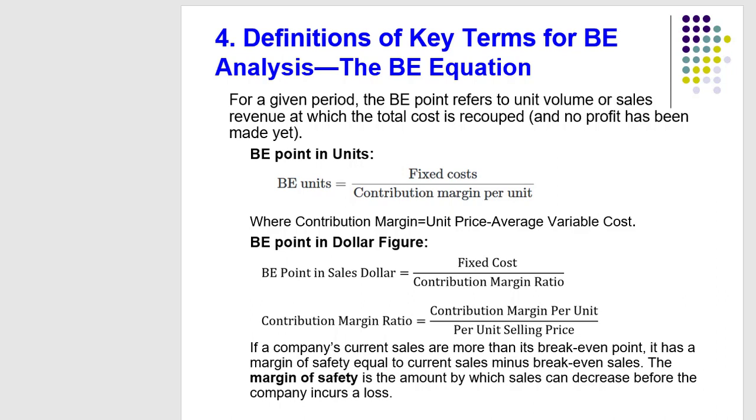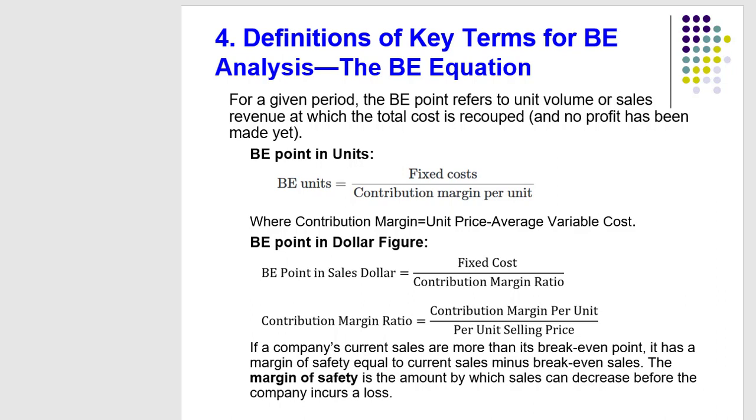You can also calculate the break-even point in terms of dollar figure, like dollar revenue. How much revenue do you have to make in order to break even? To calculate that, we divide fixed cost by the contribution margin ratio instead of the flat contribution margin. And the contribution margin ratio is calculated as contribution margin per unit, just like we did before, divided by the per unit selling price.